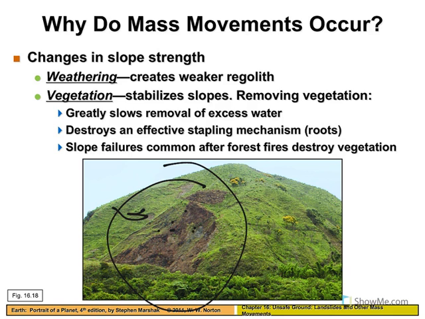What we tend to see is after things like forest fires, where all of that vegetation is gone, we have definitely a lot more landslides because we don't have any of that anchoring material there any longer holding that stuff in place.